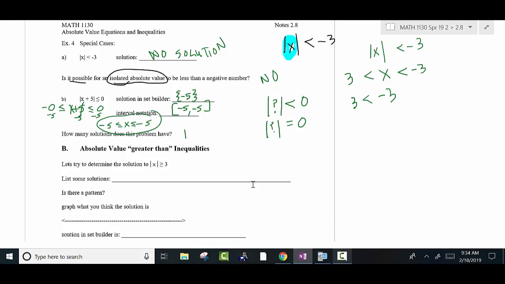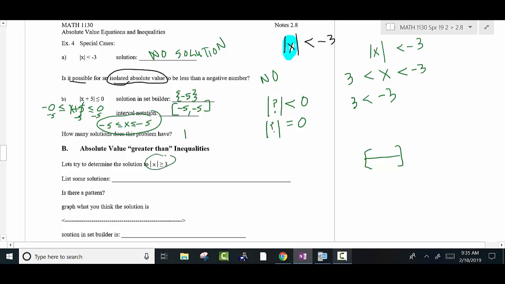And I always kind of start out this way. All of the absolute values less than were between, right? What's the opposite of between two numbers? Outside. One going that way, one going that way. So absolute less than is kind of here. Absolute value greater than is this way. It's just the opposite, because greater than is the opposite of less than.